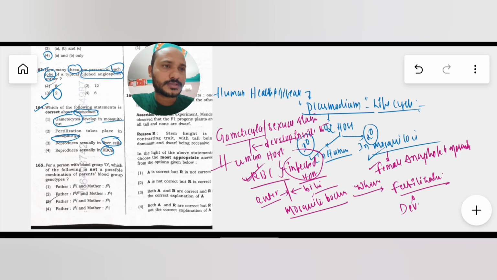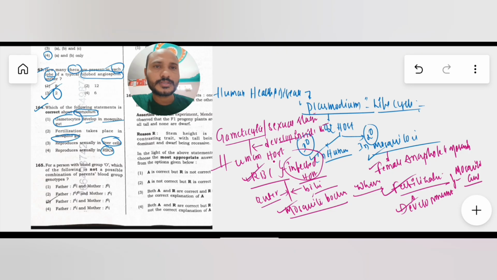So the zygote development also takes place in the mosquito gut. Remember, in the mosquito gut, what happens? Fertilization and development of gametes. Fertilization means formation of zygote, and development of gametes in mosquito bodies. But in human RBC cells, what happens? Only gametocyte development will happen. Okay, clear now?